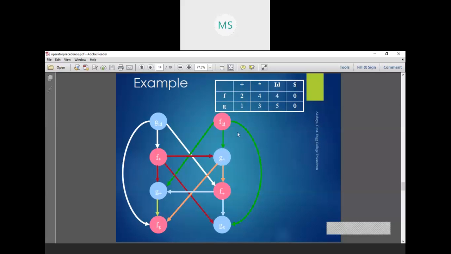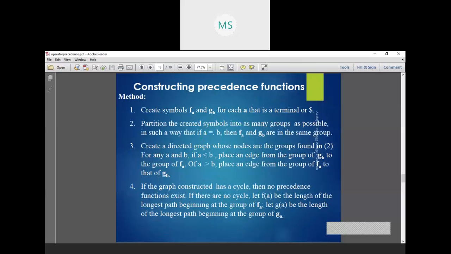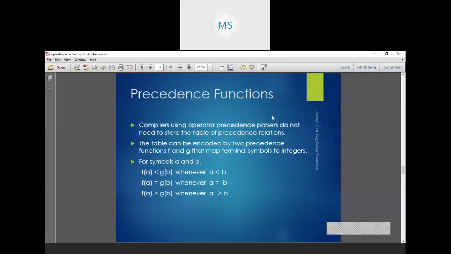This is called the operator precedence function table. How can we generate it? Instead of storing precedence relations, we store integer values with functions. The table can be encoded by two precedence functions f and g that map terminal symbols to integers. If a and b are two symbols, f of a is less than g of b whenever a is less than b. F of a is equal to g of b whenever a is equal to b. F of a is greater than g of b whenever a is greater than b.